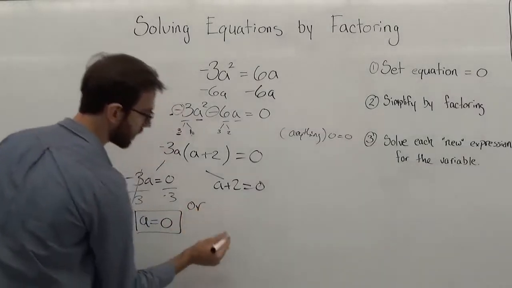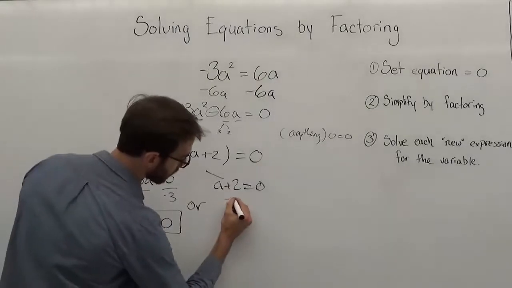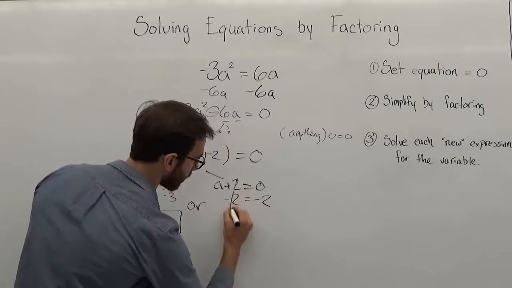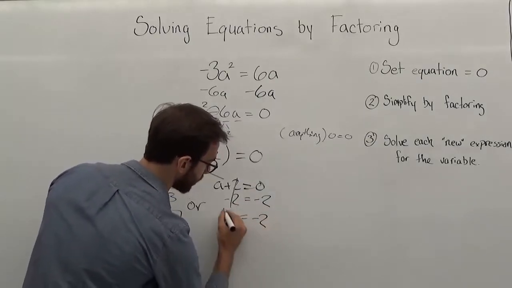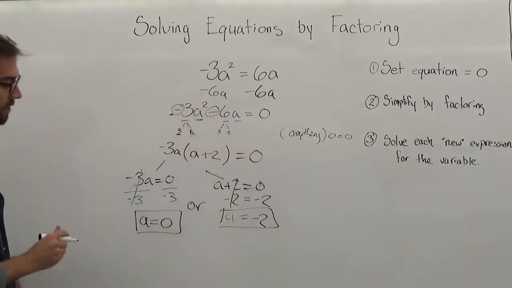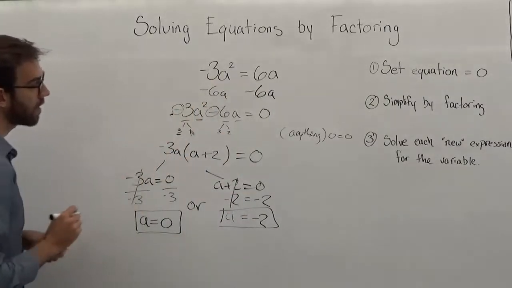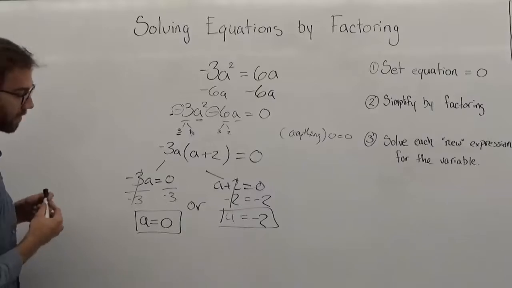Or we'll solve this one. Subtract 2 from both sides. You can see that a is equal to negative 2. We've got two possible answers for this one. And we can, again, just double check by plugging those back in, making sure they work.